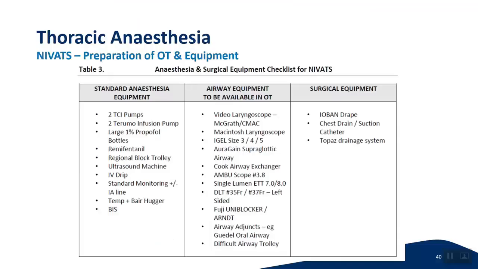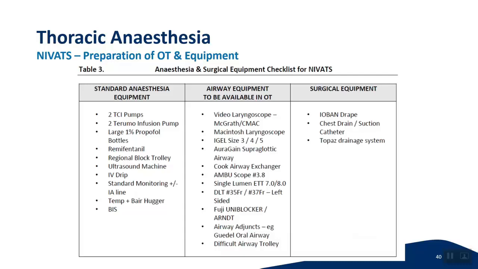This table shows the additional anesthesia and surgical equipment required for a NEVATS case. It is important that we have the airway trolley with listed equipment available in the OT at all times. To summarize, we will use either the Auragain or iGel supraglottic airway for airway management. The disposable ambuscope size 3.8 should be available in OT, although it does not need to be opened from packaging. A video laryngoscope must also be available at all times.